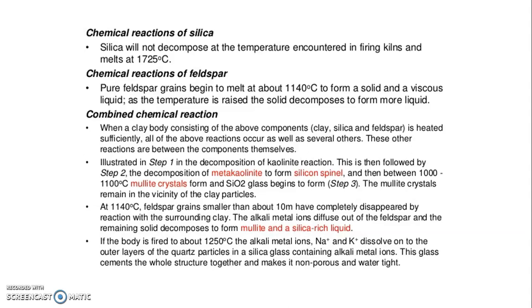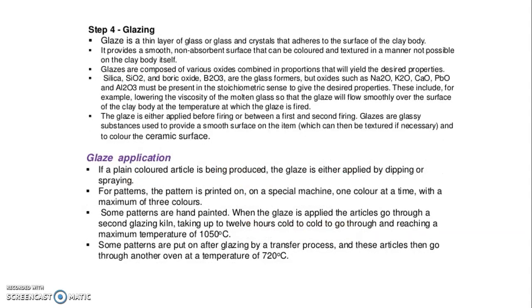The alkali metal ions diffuse out of the feldspar and the remaining solid decomposes to form mullite and silica-rich liquid. If the body is fired to about 1250 degrees Celsius, the alkali metal ions, potassium and sodium, dissolve the outer layers of the quartz particles in a silica glass containing alkali metal ions. This glass cements the whole structure together and makes it non-porous and watertight. Then in step 4, glazing.